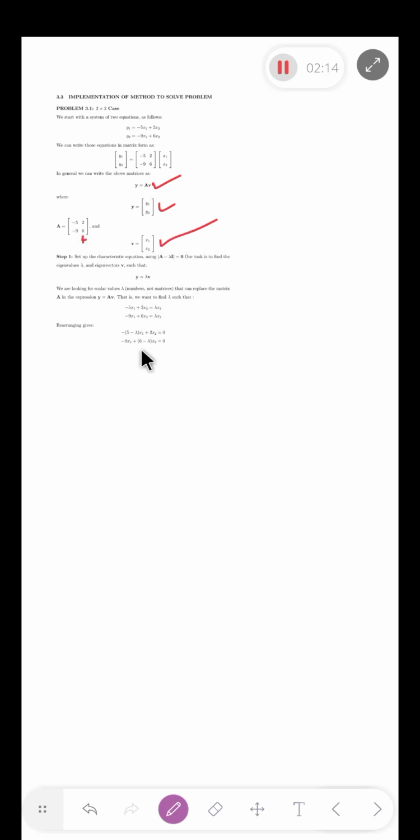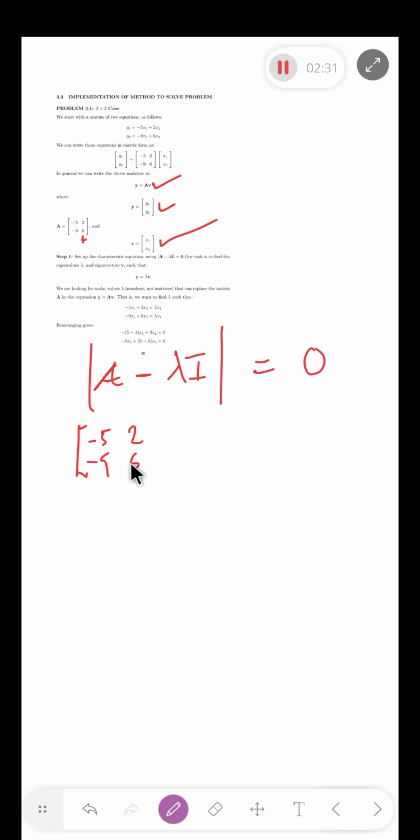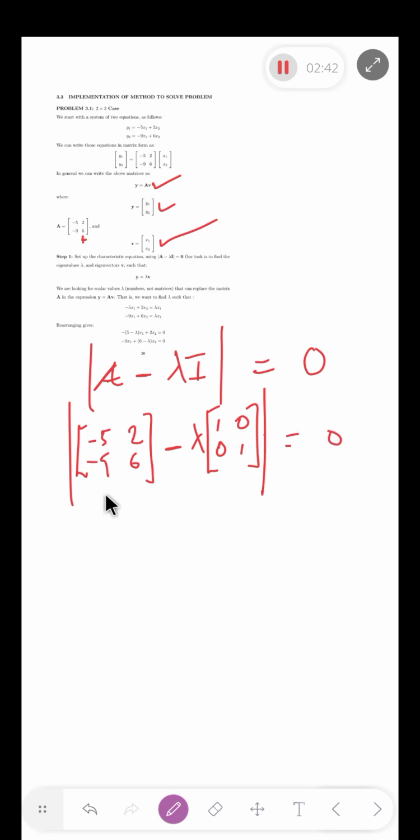So how will you get your eigenvalues? By the formula, the determinant of matrix A minus lambda I is always equal to 0. This is the characteristic equation. I've gotten my matrix A as minus 5, 2, minus 9, 6, minus lambda times the identity matrix. Since my matrix A is 2 by 2, I'll use a 2 by 2 identity. Find the determinant and equate it to 0. So you know how to solve this now.